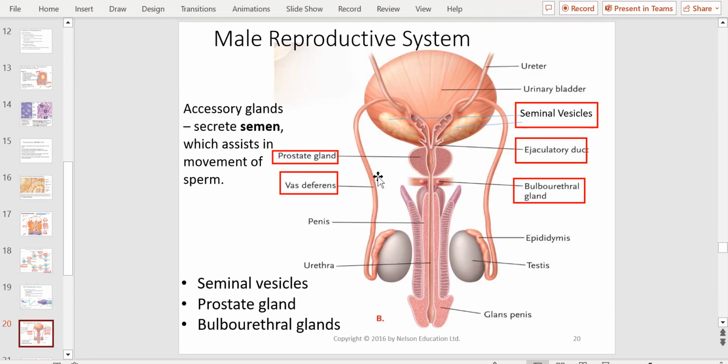The accessory glands secrete semen and assist in the movement of the sperm. Here we're going to deal with the seminal vesicles, which you'll see in here, the prostate gland, and the bulbourethral gland.